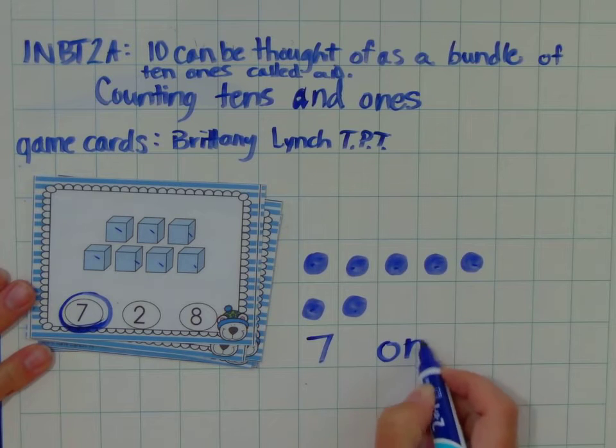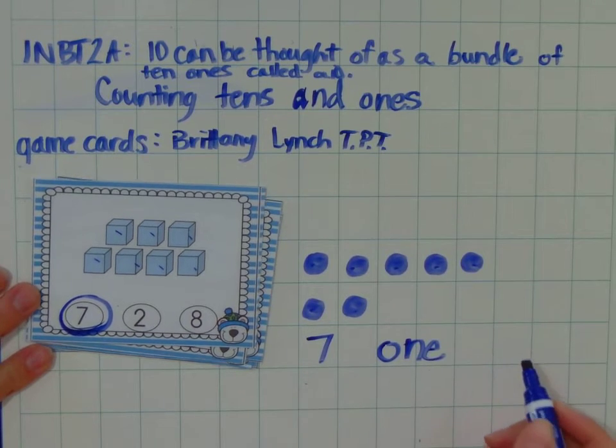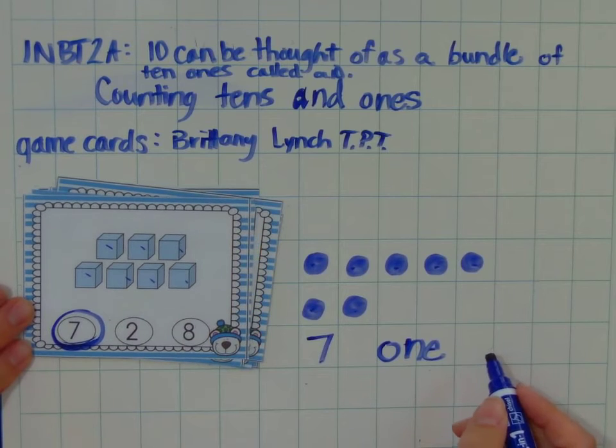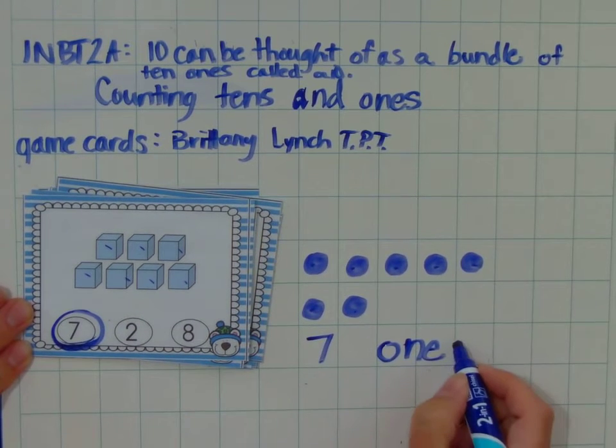O, N, E, keep moving. We'll all spell number one. 7 ones.